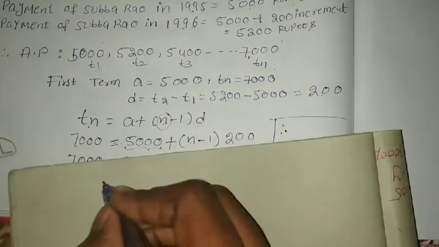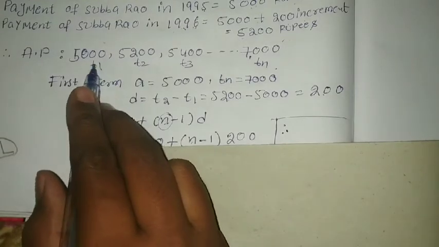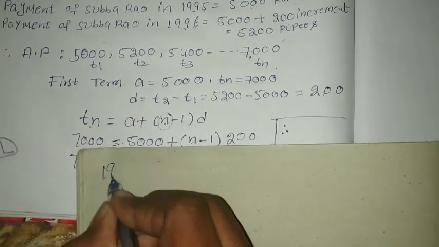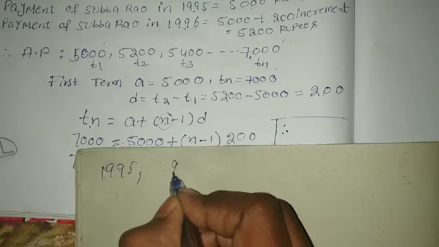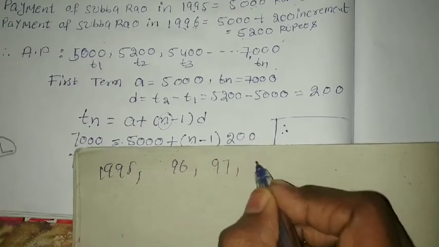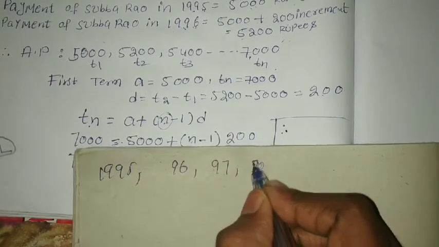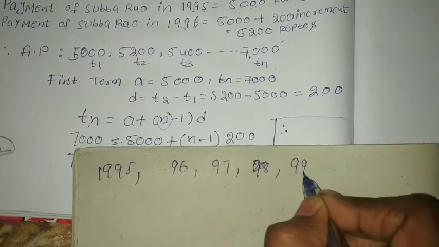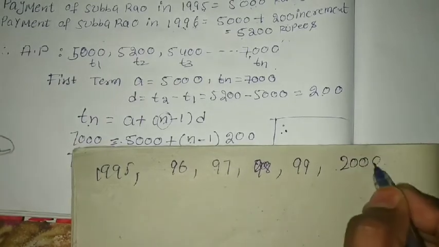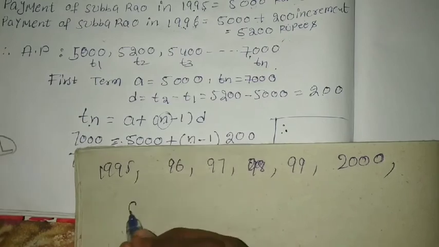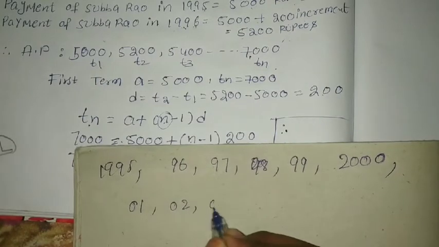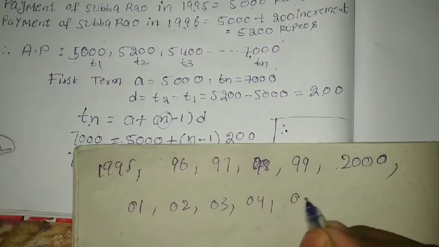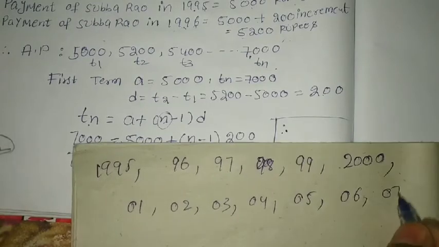So 5000, that is term 1. In which year we got? This is 1995. And here 1996, 97, 98, 99. After that, 2000 we get here. And 2001, 2002, 2003, 2004, 2005, 2006, 2007, 2008.